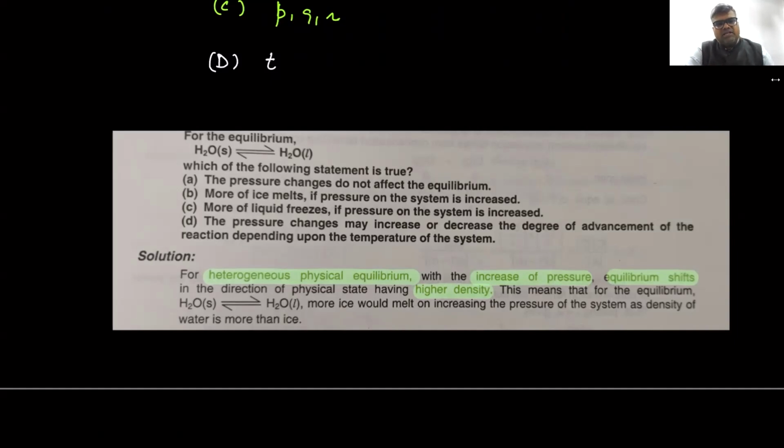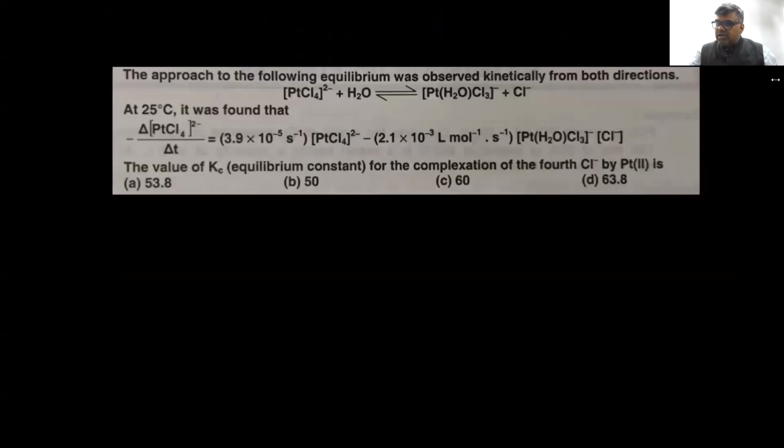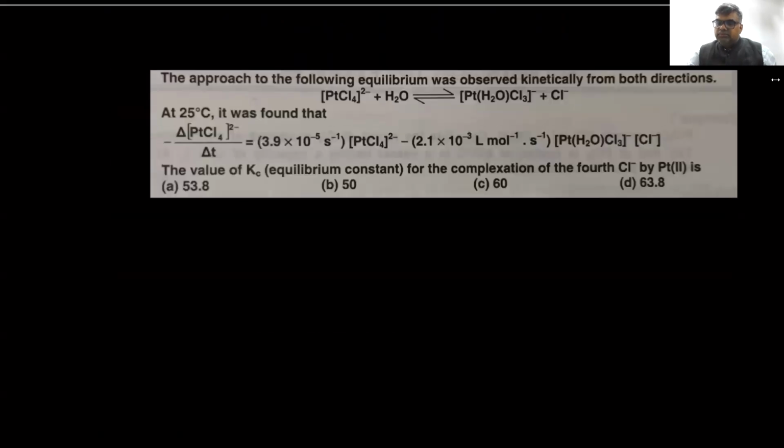A similar type of question can be asked for the graphite and diamond case also. Remember there also, increasing temperature shifts the equilibrium in the direction of the endothermic reaction, and increasing pressure shifts it in the direction of higher density. Clear?